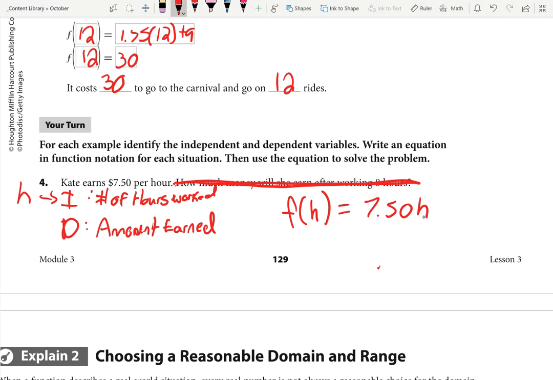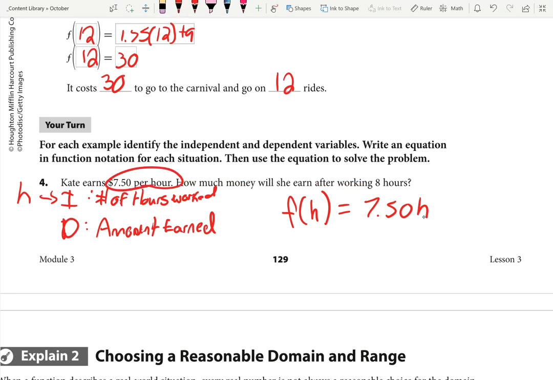Because what I would do is I would take 7.50 times the number of hours that I work, right? If I worked 1 hour, I would have 7.50 times 1 because I worked 7.50 for 1 hour. If I worked 2 hours, I would have 7.50 times 2 because I worked 7.50 each hour. So 7.50 for 2 hours, I'd multiply them together and I would have $15, right? So that's why my function is 7.50 times h, because it's 7.50 per hour.